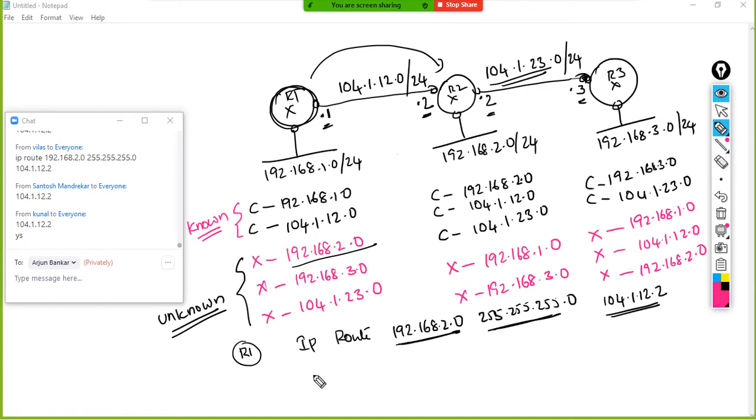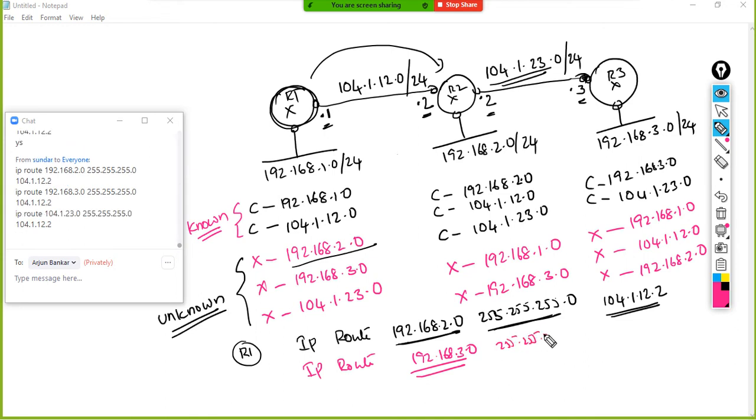Now you are going to write another route for your unknown network. What is that? You are going to write ip route, then 192.168.3.0. Then what's the subnet mask? Help me out, guys. The remaining people also write it there. Yeah, you are going to write 104.1. This is my question, guys.